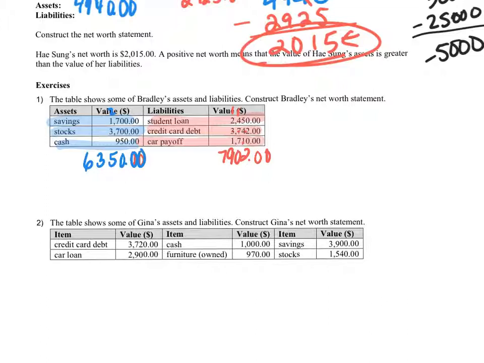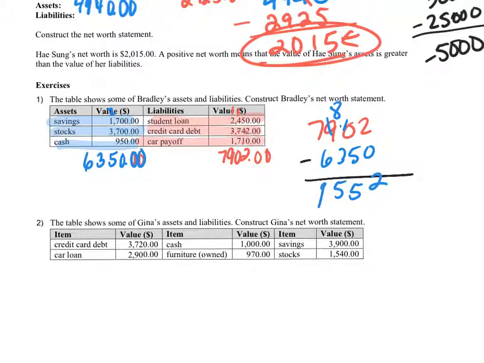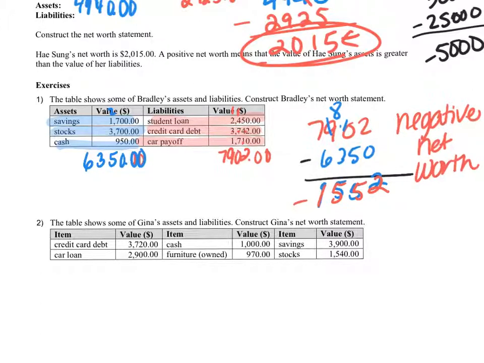So look what's happening here. What are we going to be? We're going to have a negative because the liabilities outweigh the assets. So it's going to be negative 1,552 and so he's going to have a negative net worth. Okay.